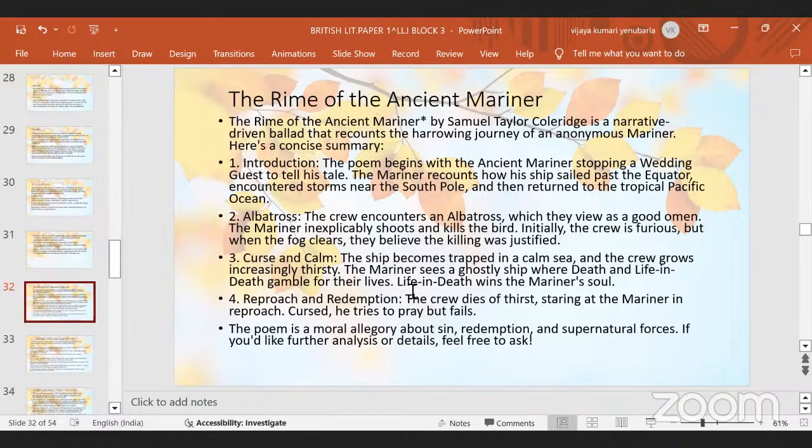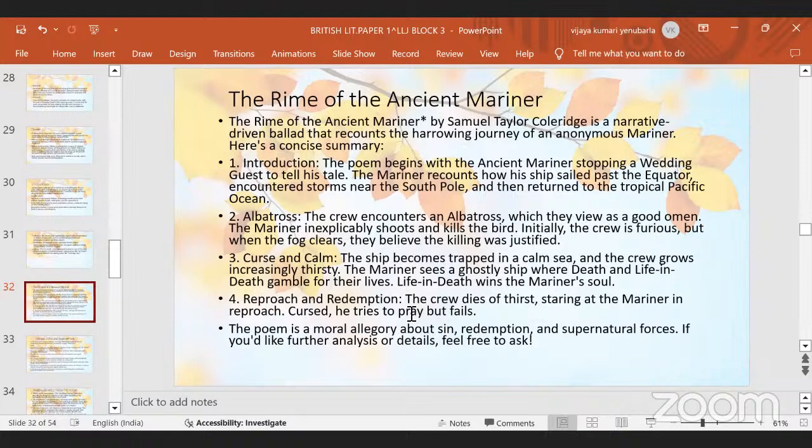He could see another ship, where two things are gambling. They are playing the game. What is that? Life in Death and Death in Life. One is Life-in-Death, the second one is Death-in-Life. They are playing the game, and Life-in-Death wins the mariner's soul. That is his imagination, just what he is thinking.